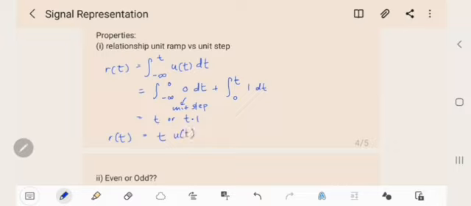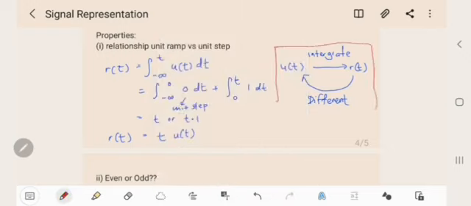This shows that for u(t) to become r(t), we need integration, and to find back the unit step, we need differentiation. So this is the relationship between the ramp and the unit step.